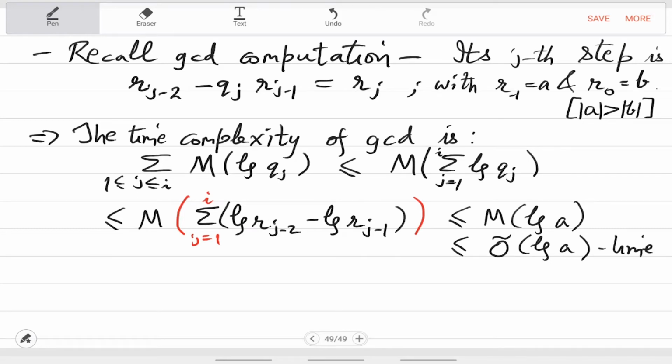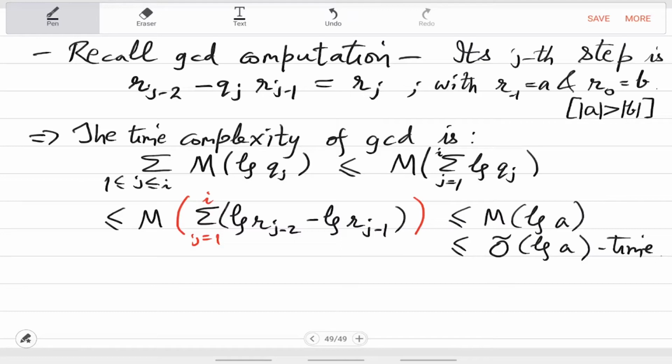And this is actual time. So you can compute GCD also in almost linear time, right? Not quadratic. So this is a big improvement over the school algorithm.